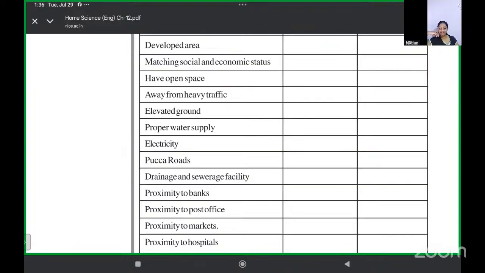When they say developed area, what do you mean by developed? Developed area means that you have good electricity, good roads, good drainage system, everything. Okay, that is a developed area. What if it's in between? In between means it is developed, but there are things that are not fully developed. Okay, so write somewhat.